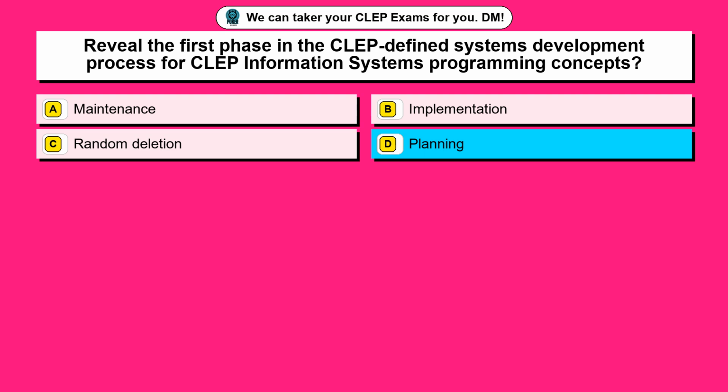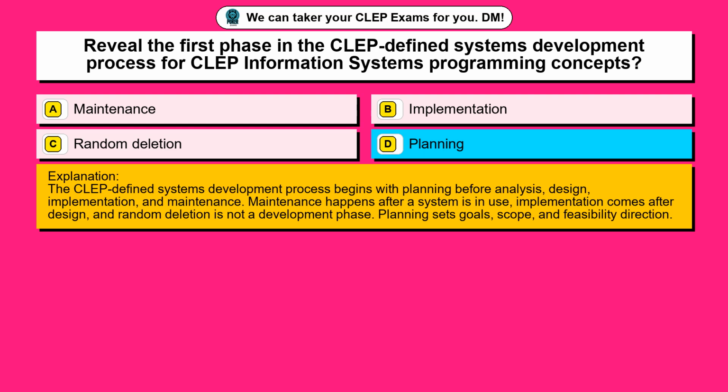Planning. The CLEP-defined systems development process begins with planning before analysis, design, implementation, and maintenance. Maintenance happens after a system is in use, implementation comes after design, and random deletion is not a development phase. Planning sets goals, scope, and feasibility direction.